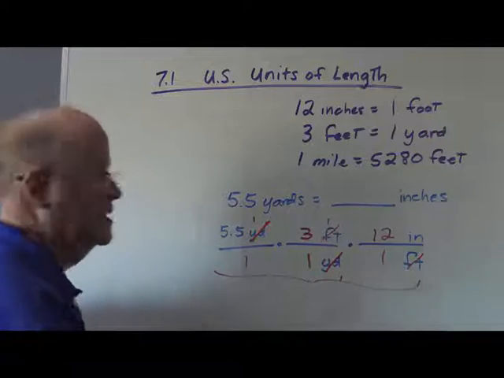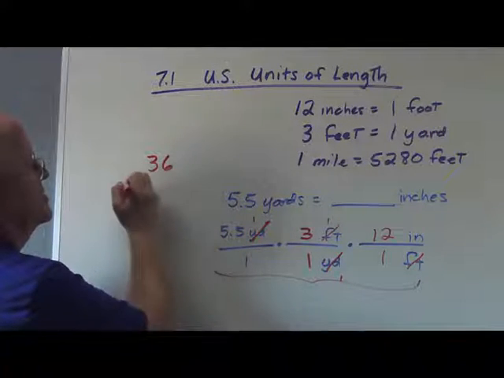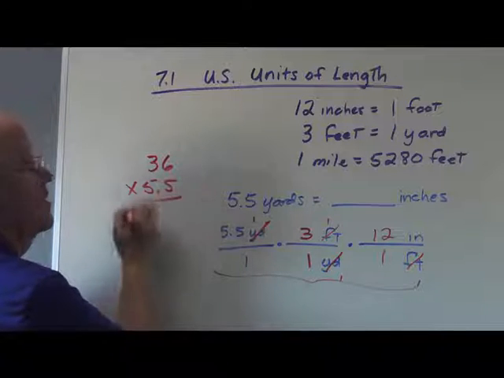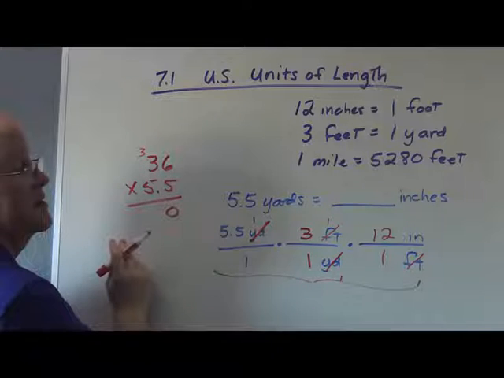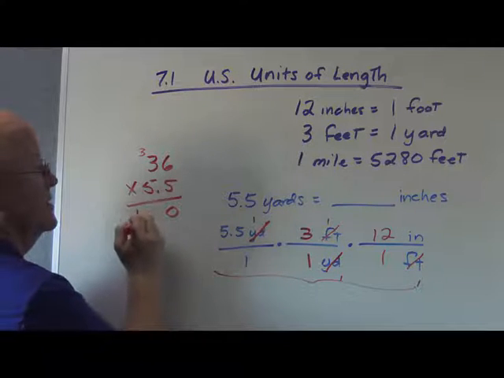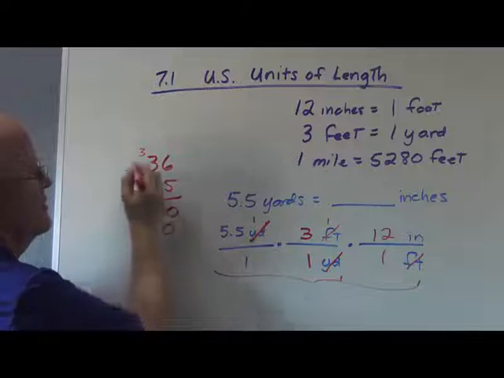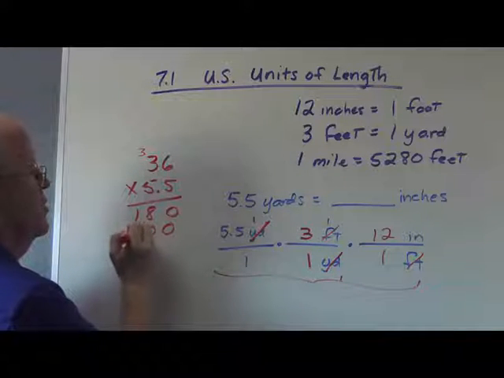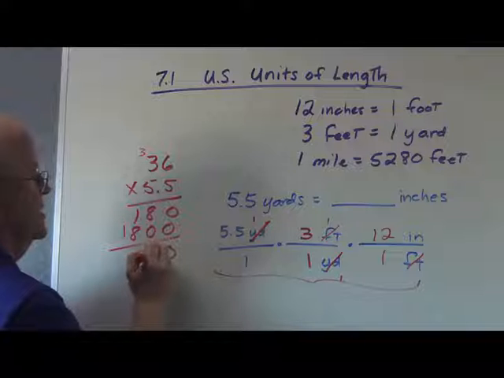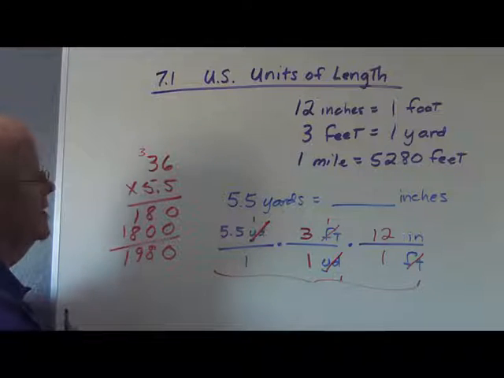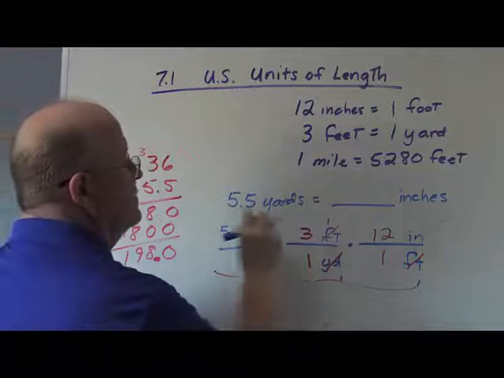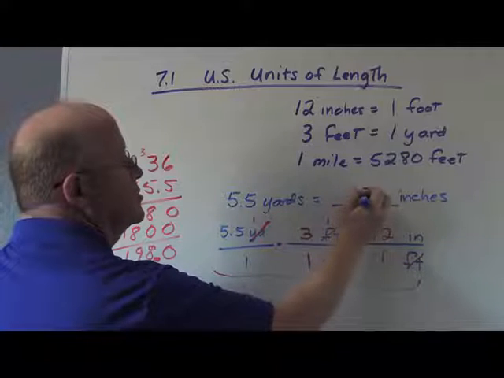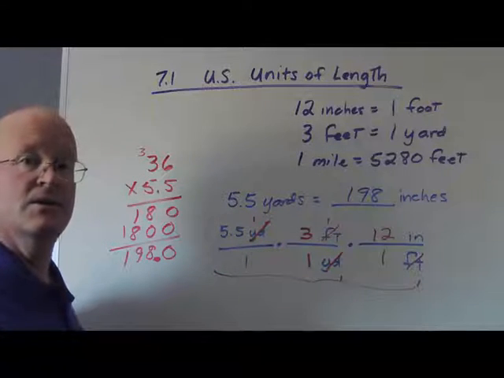So let's go off to the side to our scratch paper and multiply 36 times 5.5. 5 times 6 is 30. We carry our 3. 5 times 3 is 15, plus the 3 we carried is 18. Now, since we're multiplying by 5 again, I can just repeat the row above, and we can get this value right here. There's 1 digit to the right of the decimal, so we will have 198 as our answer, and 5.5 yards is equal to 198 inches.